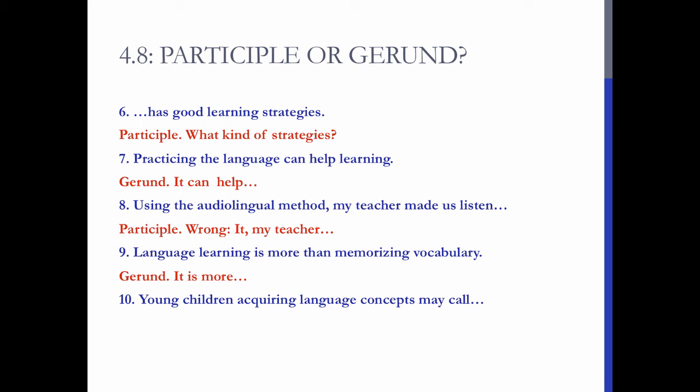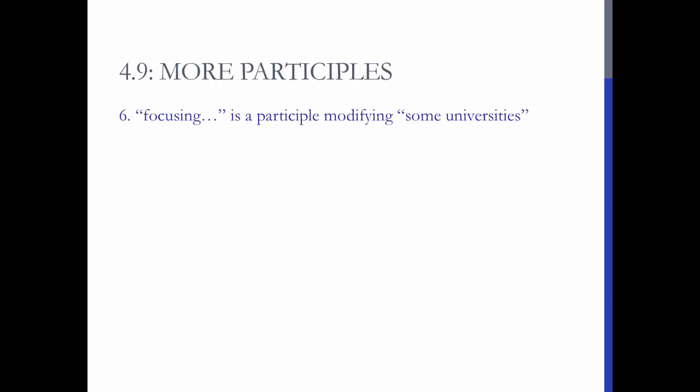So 10, young children acquiring language. So which young children? Young children playing basketball? Young children studying math? No, young children acquiring language. So acquiring language is a participle, right? It would be wrong to say young children it, right? You can't do that, so it can't be a gerund.